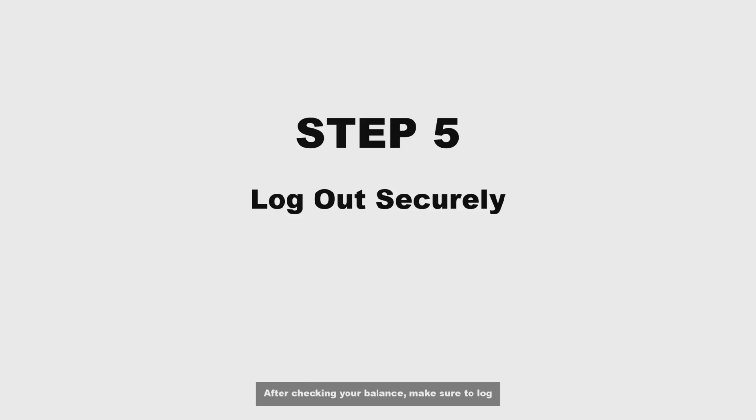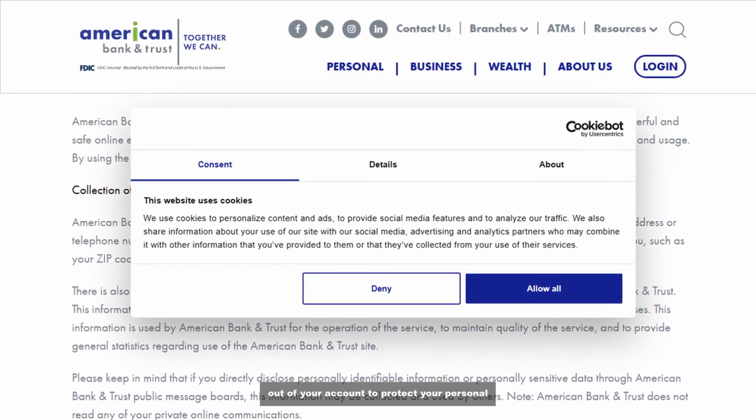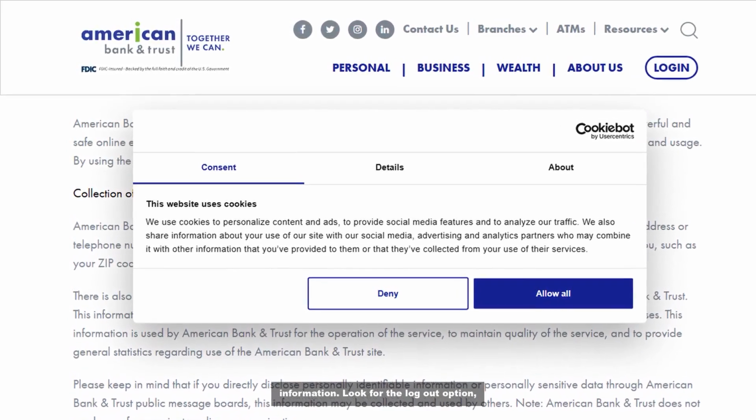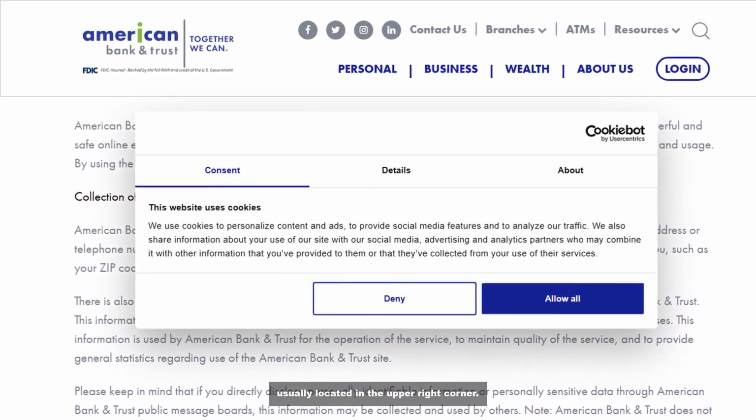Step 5. Log out securely. After checking your balance, make sure to log out of your account to protect your personal information. Look for the logout option, usually located in the upper right corner.